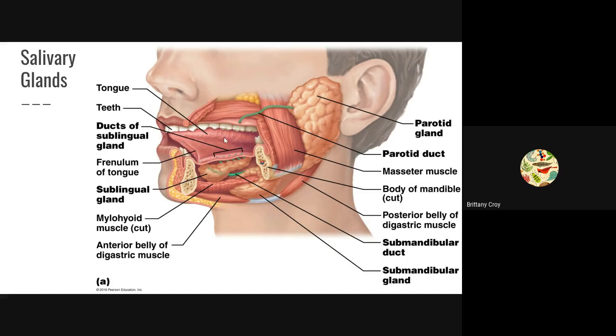But here's your tongue. And then here's one gland right here. This is the sublingual gland. Lingual means tongue. So it's right there underneath the tongue. And then you can see the little green part where it's able to squirt its saliva out of right there.